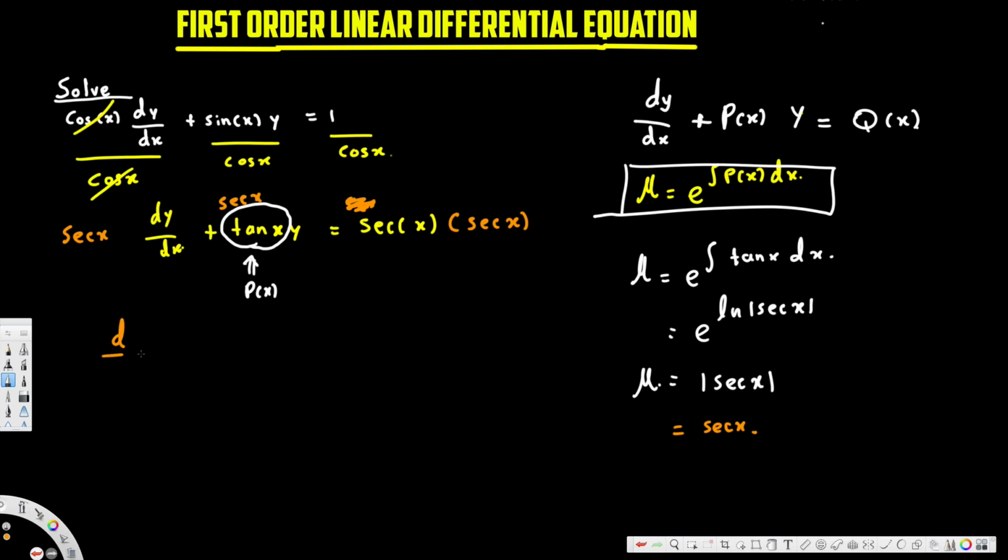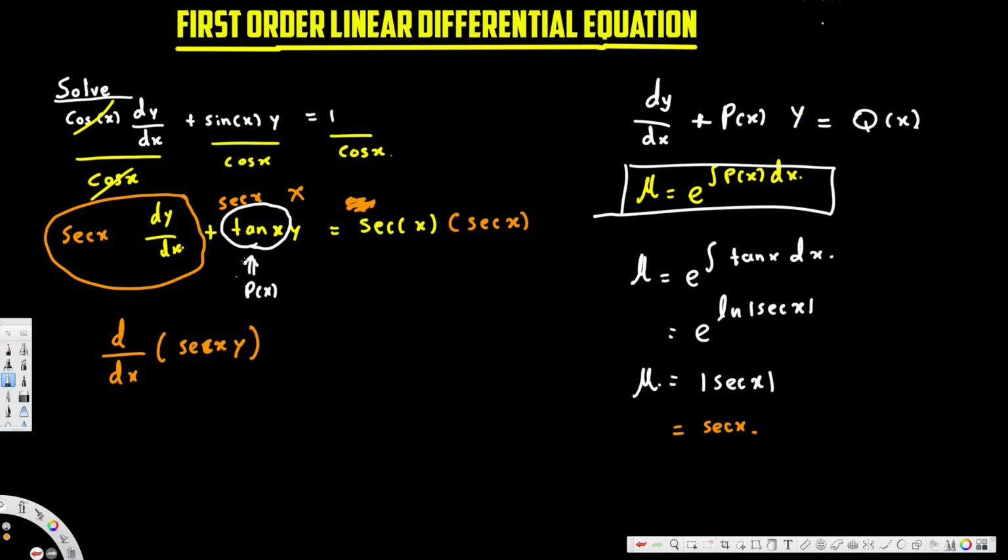We can write this as d over dx of sec x times y, and after you multiply, you can write this term and get rid of this one, because if you find the derivative of this, you will get this one back. That's the chain rule. You can try it and see, you will get this one back. That's the reason for the integrating factor.